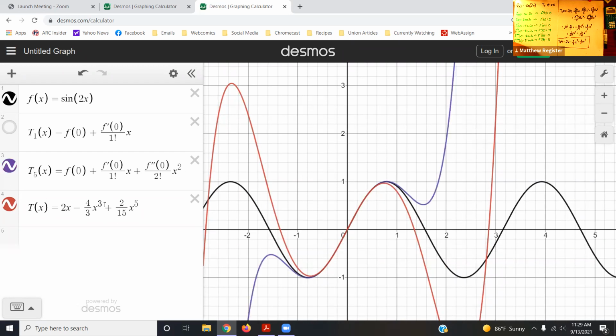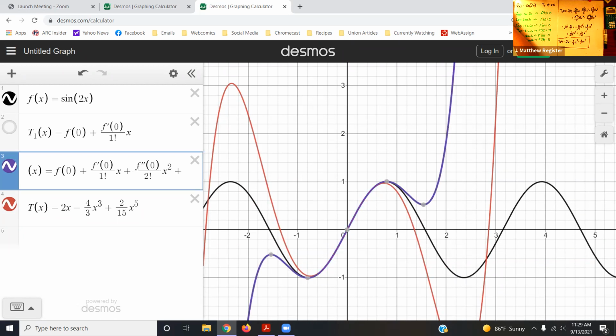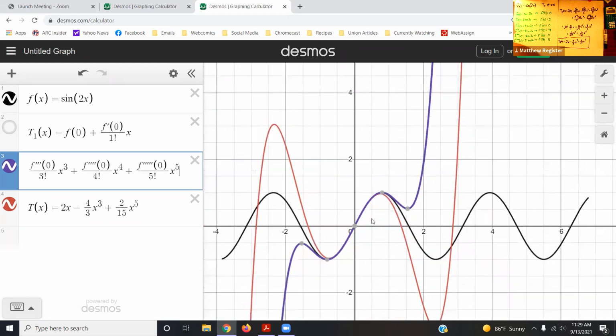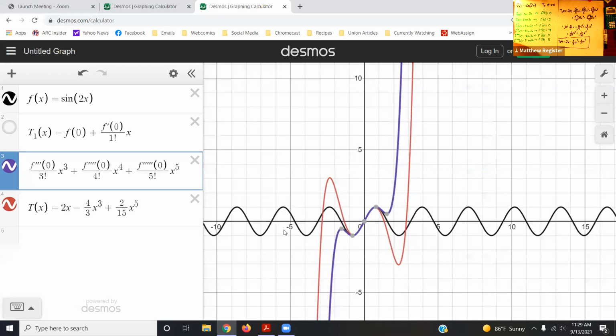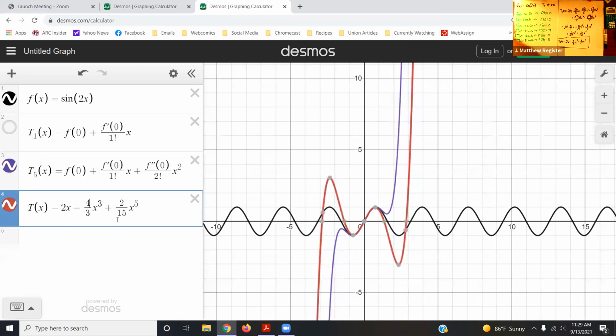Oh, no, it's not. Why not? That bothers me because these should be the same. And I wonder why they're not. I wonder if I got one of the terms incorrect. I can always just plug in the base terms in case I miscalculated. -4/3, 2/15. I guess we'll call that homework.